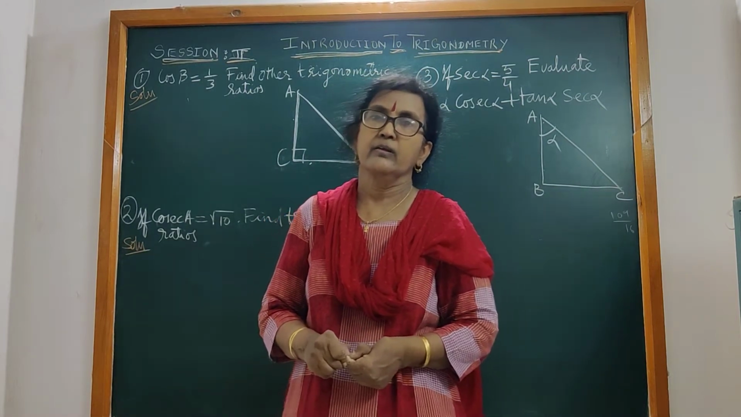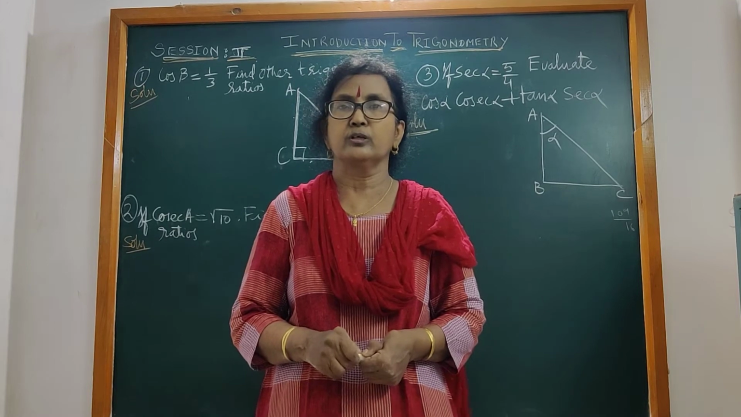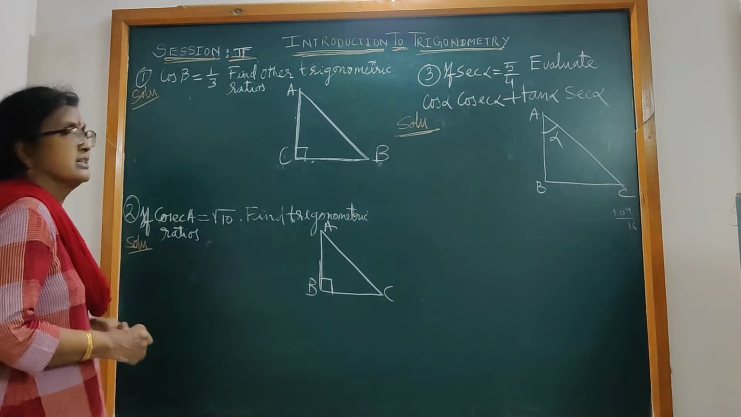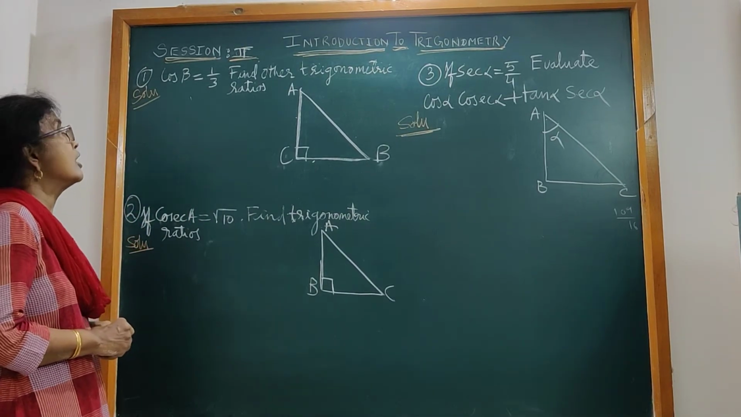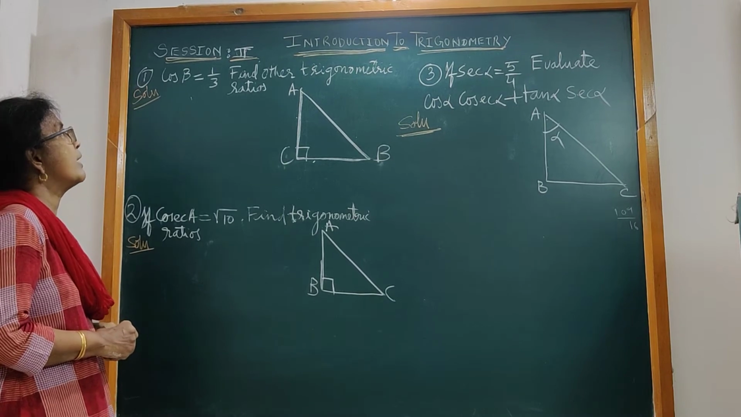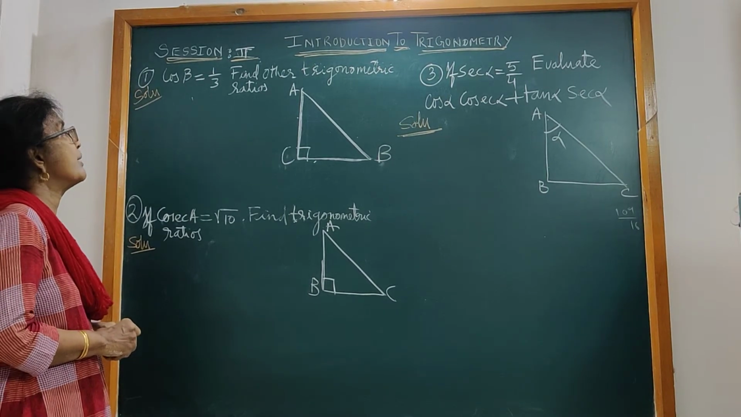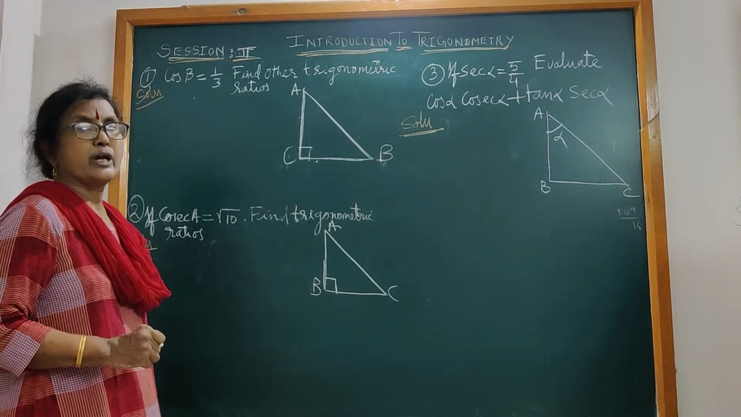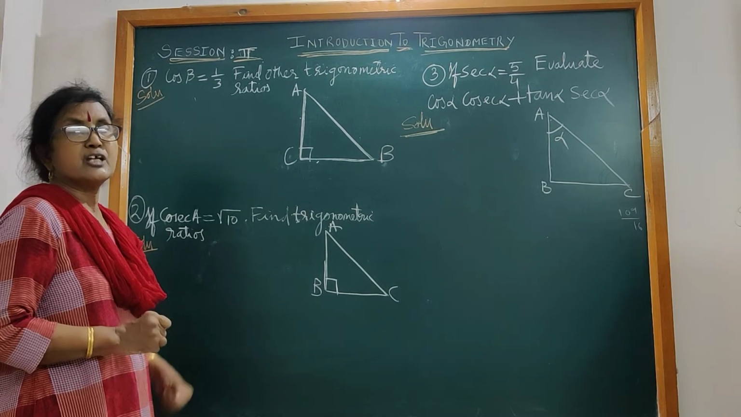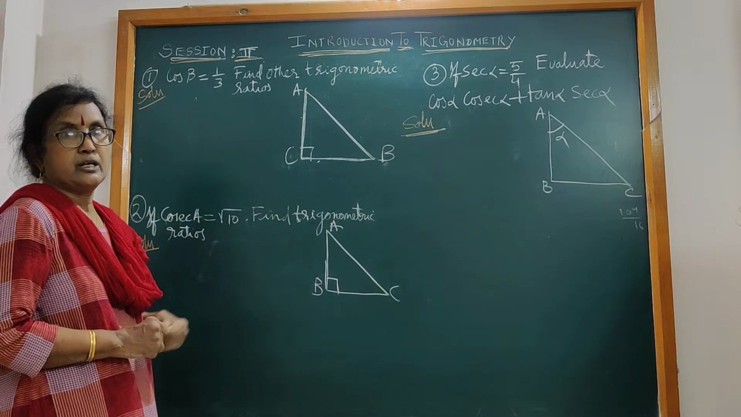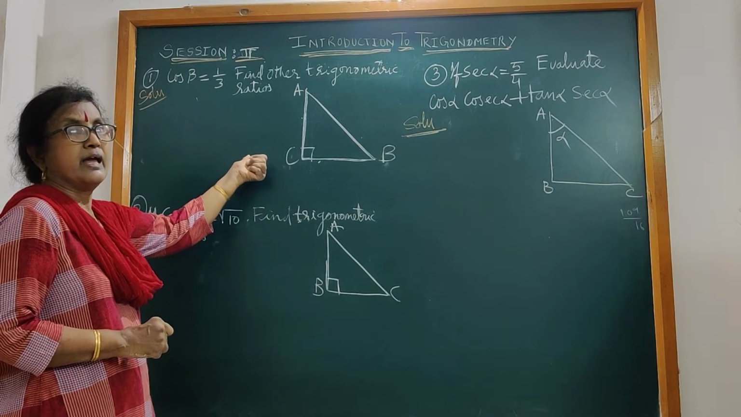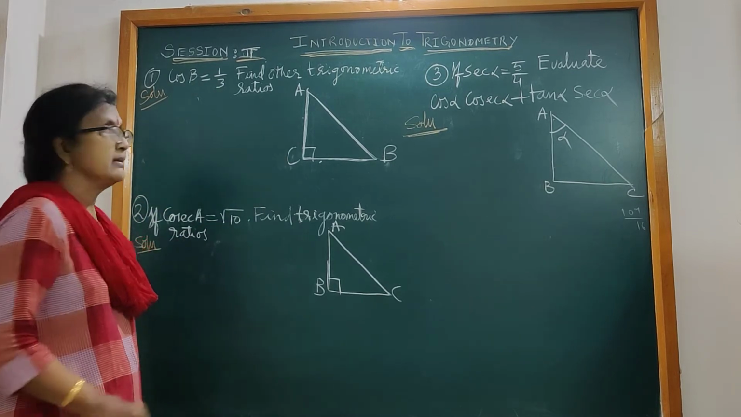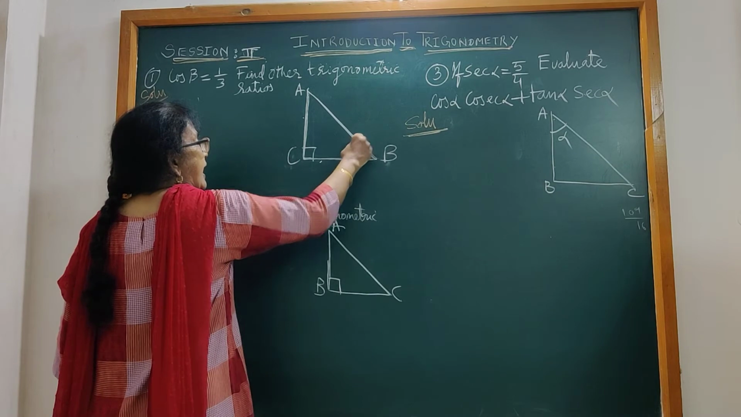In the next session, we are going to see the trigonometric ratios, how we will apply them in various problems. The first problem I am taking is cos B is equal to 1 upon 3. Find the other trigonometric ratios. Now, cos B means angle B, you cannot take it as a right angle. These ratios are for acute angles. If B becomes the right angle, then the ratio won't come out. So I have taken C as a right angle, and B I am taking as this angle.